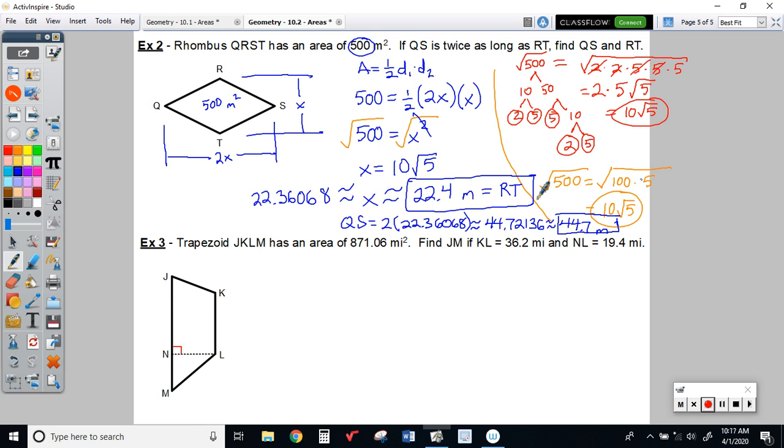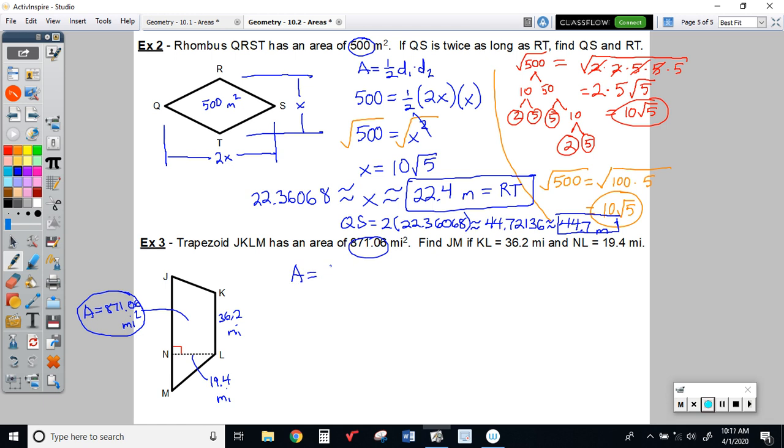And then example 3, let's take a look at that one. The area of this, which I'll write off to the side here, the area I am told is 871.06 miles, sorry, miles, not meters, miles squared. So a really big trapezoid here. We're trying to find JM if KL is 36.2 miles, and we're also told that NL, which is the height of this trapezoid, is just rotated 90 degrees from what you might normally see, but it's still a trapezoid, so that many miles for there.